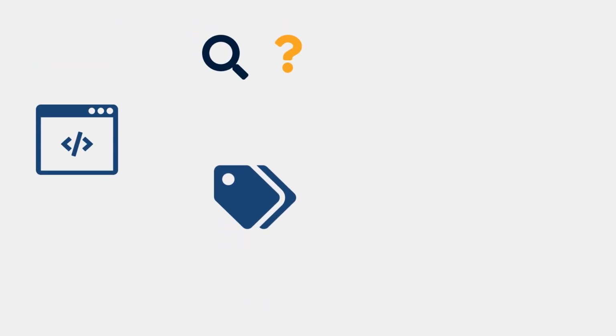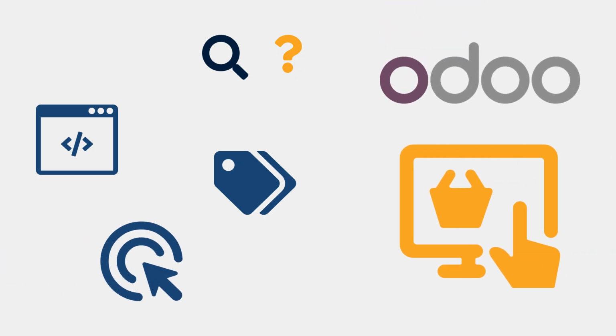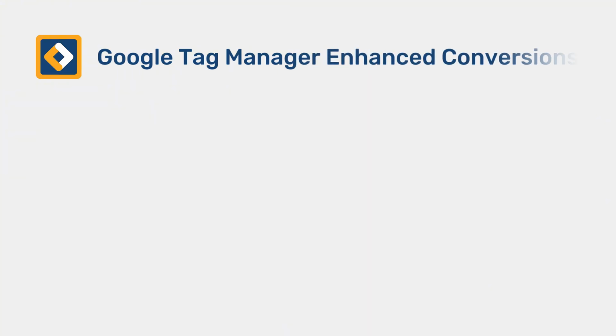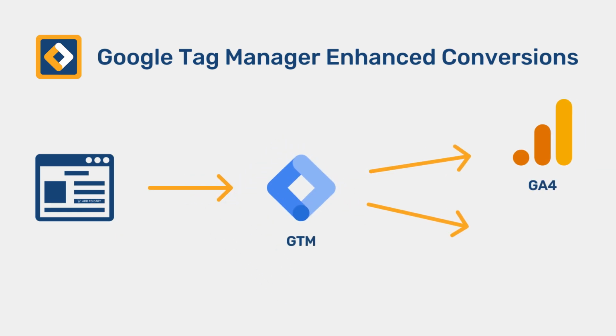Looking for a flexible way to manage tracking scripts, marketing tags, and conversion measurements for your Odoo e-commerce? The Google Tag Manager Enhanced Conversions app from Garazd Creation improves your GTM setup by sending enriched conversion data from Odoo, enabling more accurate attribution and improved performance insights.